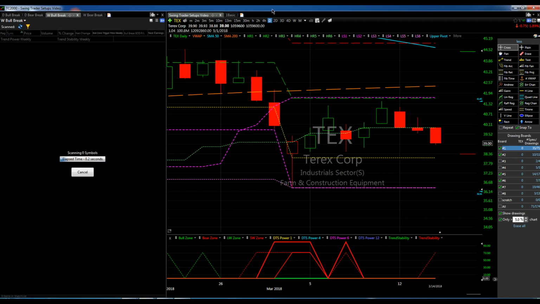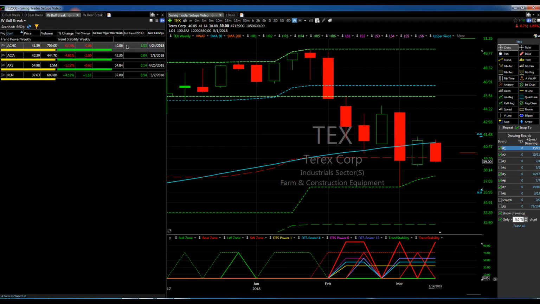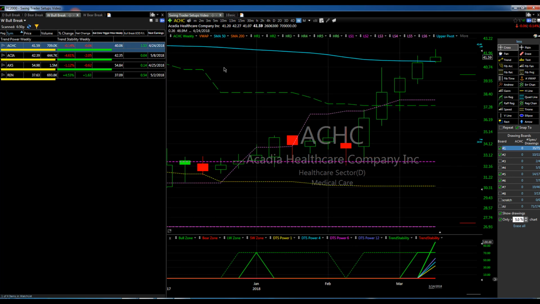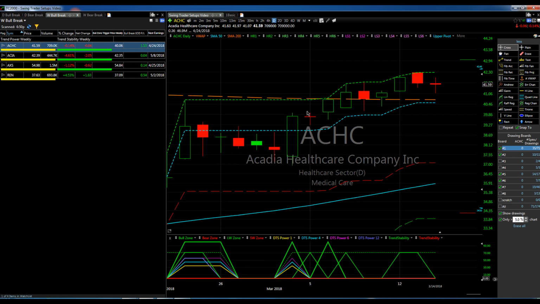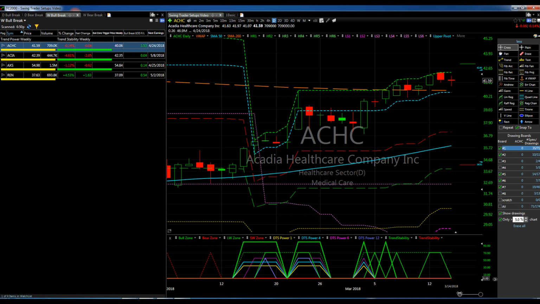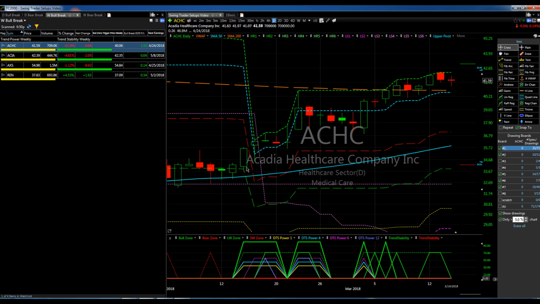On the weekly bulls, ACHC, we've been talking about this stock for days and days and days. It just continues to grind up. That's your 50 week, excuse me. Here's your daily. We've had this on the daily chart for quite a while, from this first breakout all the way back here on the 14th day of February.